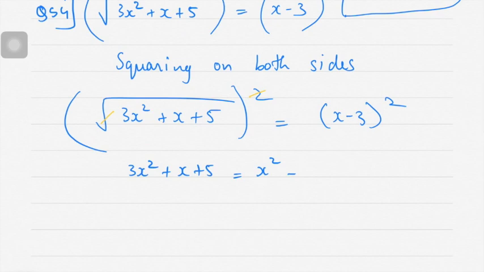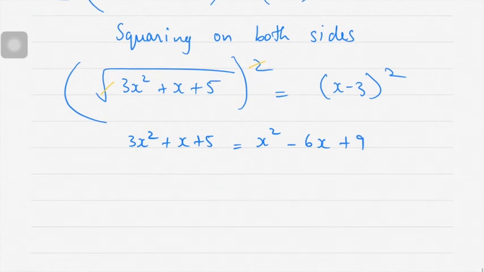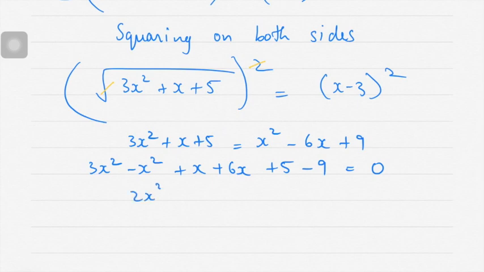3x square plus x plus 5 is equal to, now this is in the form of a minus b the whole square. So x square minus 2ab. So minus 2ab would be 2 into 3, 6x, correct, plus 9, plus b square. Okay. Now again, I'll bring all the terms to one side. Okay. So 3x square minus x square plus x plus 6x plus 5 minus 9 is equal to 0.